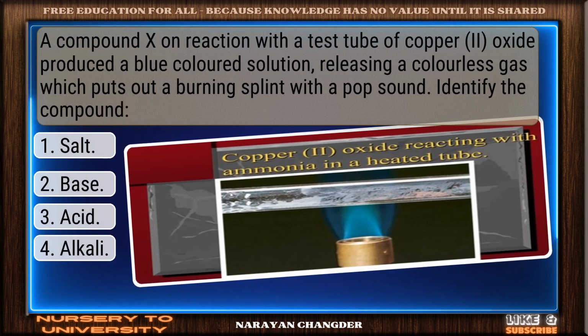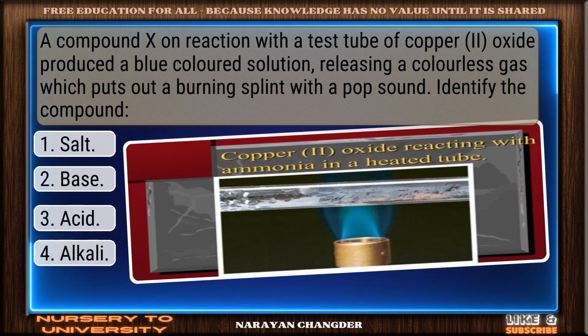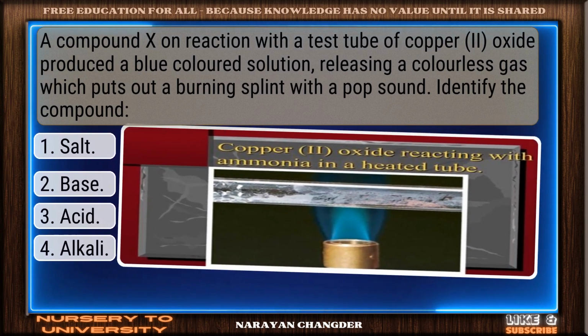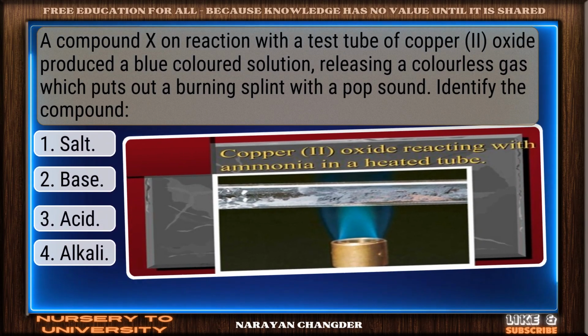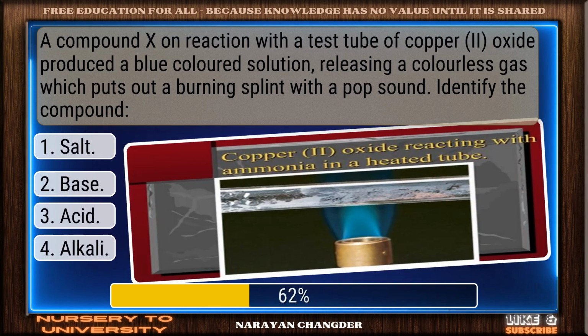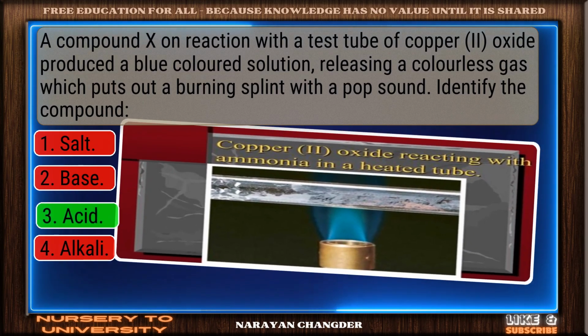A compound X on reaction with a test tube of copper oxide produced a blue-colored solution, releasing a colorless gas, which puts out a burning splint with a pop sound. Identify the compound. Solid response. Acid is valid.